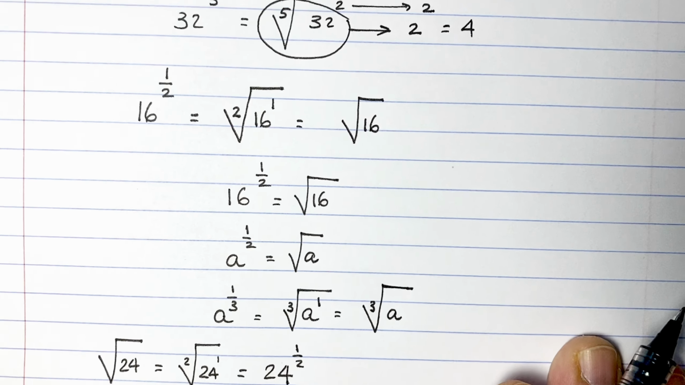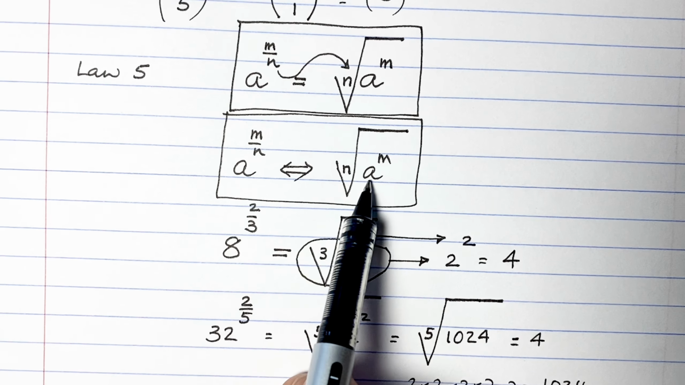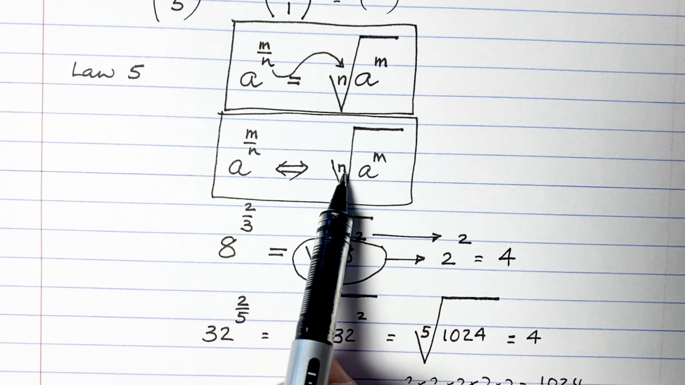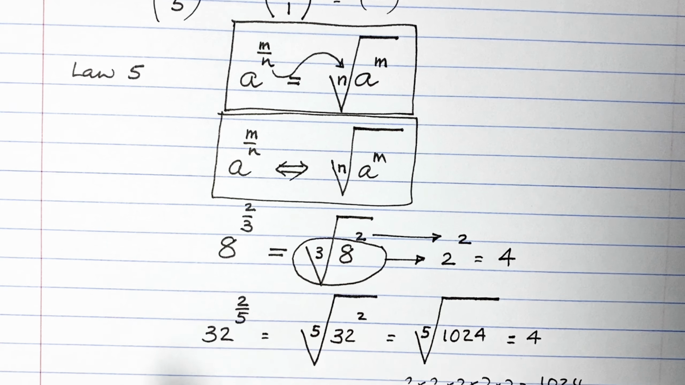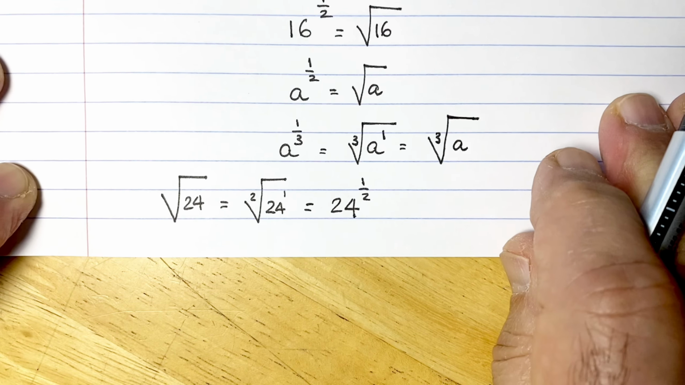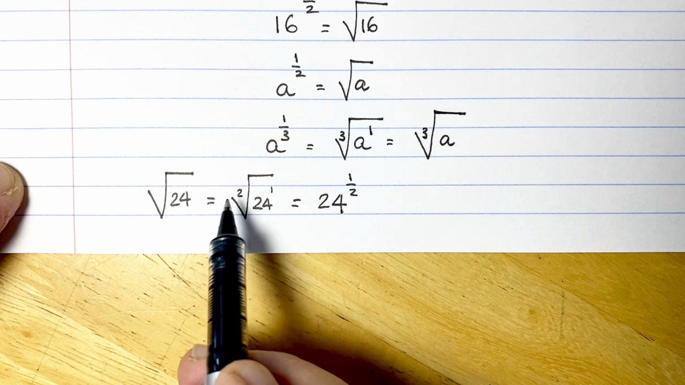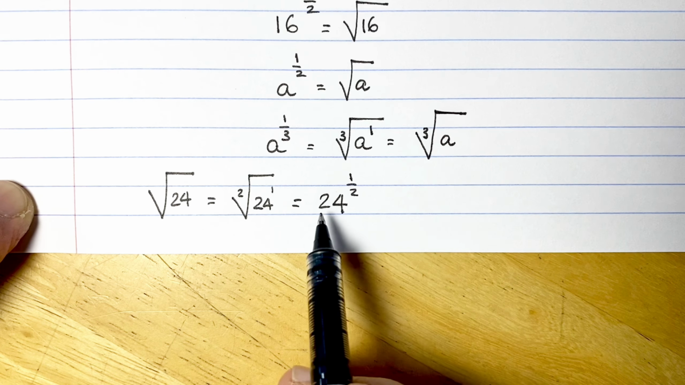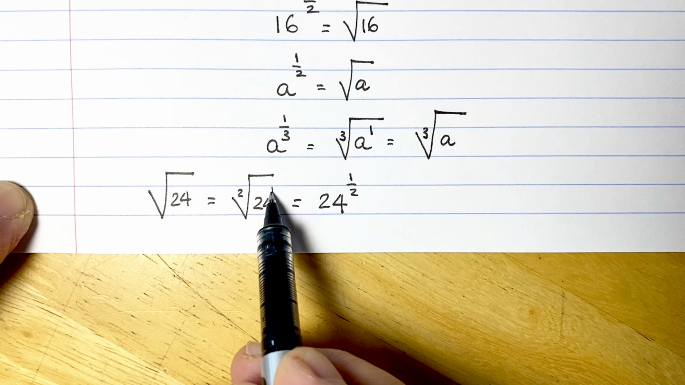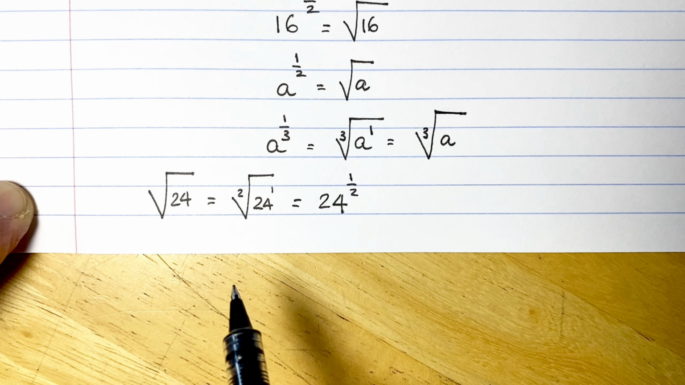Let me show you again. You see, we can go backwards. A to the power of m rooted n can be the base. M goes up there and n down here. I did exactly that here. 24 had the invisible power of 1, invisible root of 2. To write it as a fraction, you write the base, that becomes the numerator, and this number in the root becomes your denominator. Let's have more examples.